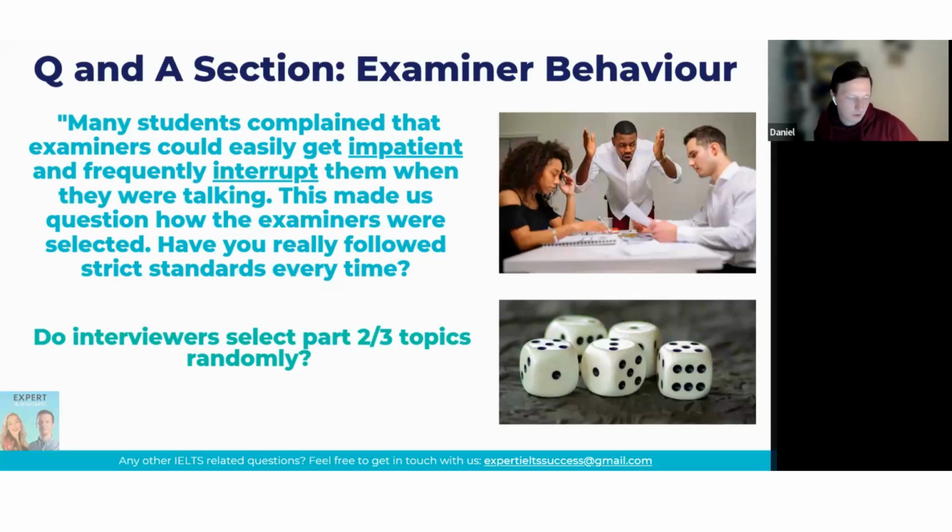Do interviewers or examiners select part 2 and 3 topics randomly? Claudia, are these done randomly? Well, going into it, they would have chosen. So yes, they don't just choose randomly during the test. They would have decided on that before.